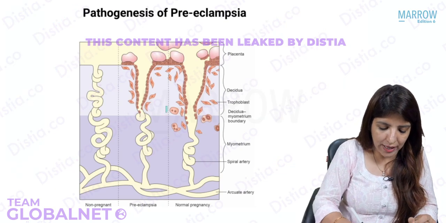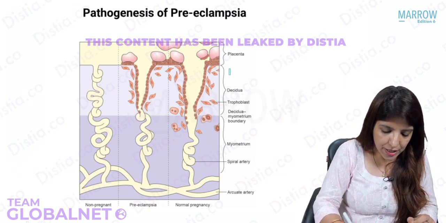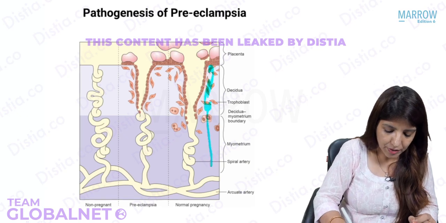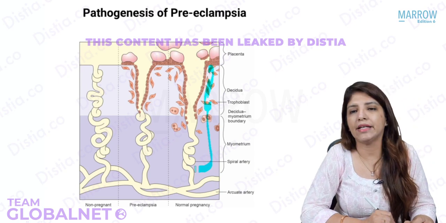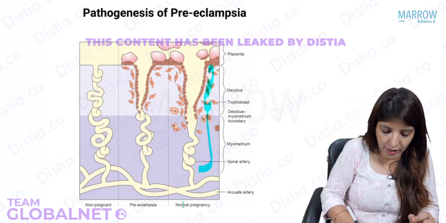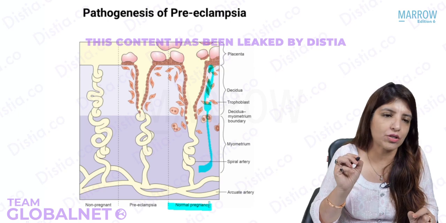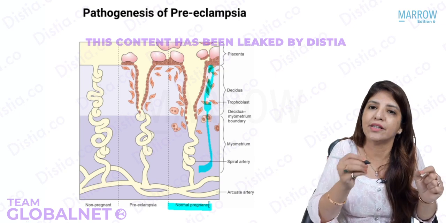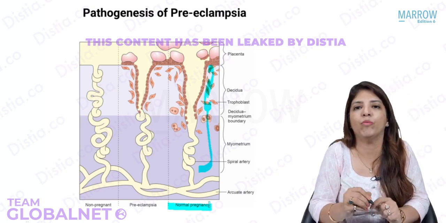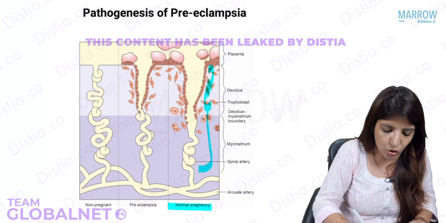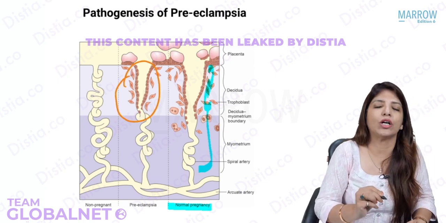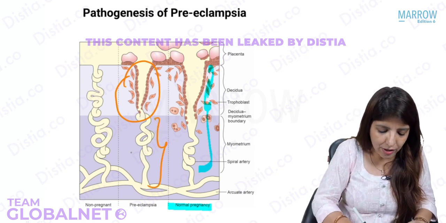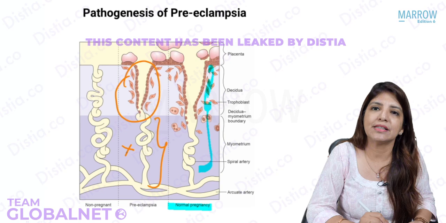So, see, if you look at a spiral artery, it is the one which goes in the decidua also and in the myometrium also. Now, in a normal pregnancy, the cytotrophoblast will replace the lining of the spiral artery in the decidual segment as well as the myometrial segment. But in case of PIH, the vascular remodeling is limited only to the decidual segment. In the myometrial segment, the remodeling doesn't happen.